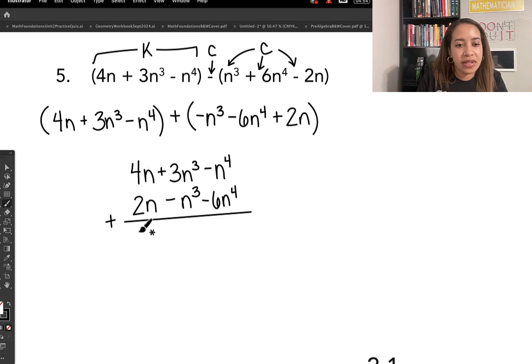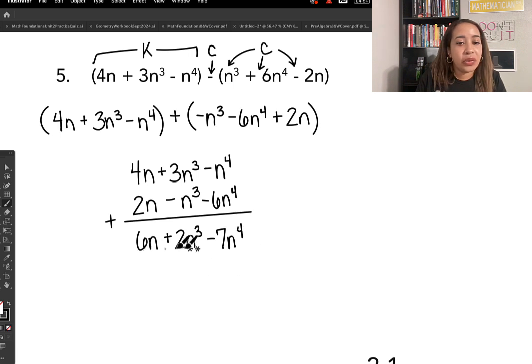4 plus 2 gives us 6n. Here is a 3 plus a negative 1. I did not see a number, so I know that it's an invisible 1. This is like saying 3 minus 1, or you can say 3 plus a negative 1. That gives us a positive 2. Finally, another invisible 1. Negative 1 plus negative 6 gives us negative 7.